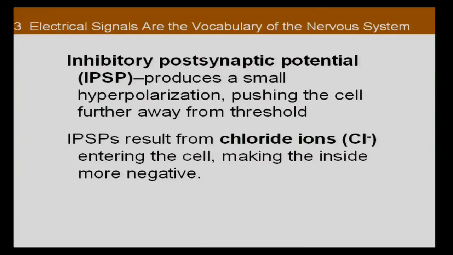The second kind of postsynaptic potential you could have is an inhibitory postsynaptic potential, an IPSP. This produces a small hyperpolarization. That means this kind of potential makes the membrane potential even more negative, even harder to get an action potential generated, and it pushes the cell farther away from threshold. The IPSP results not from sodium channels opening, but from chloride channels opening and chloride entering the cell. Chloride is a negative ion, making the inside of the cell more negative.